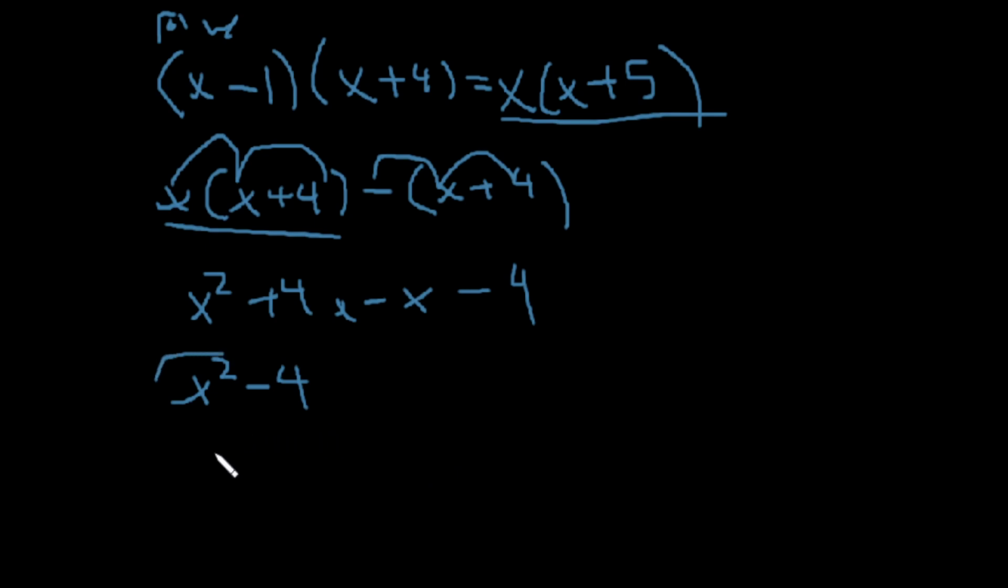Now hold on, this is a difference of squares. Now, it's actually not. My bad. It's just 3x minus 4. Okay. And that's equal to, let's distribute, x squared plus 5x.